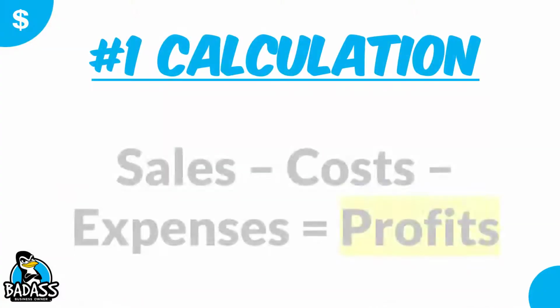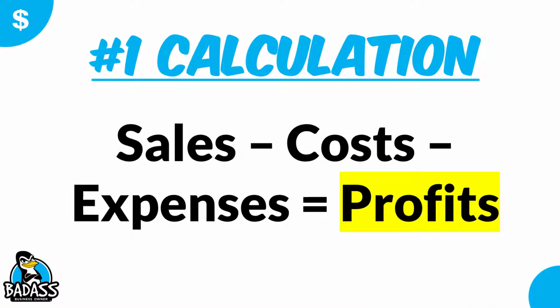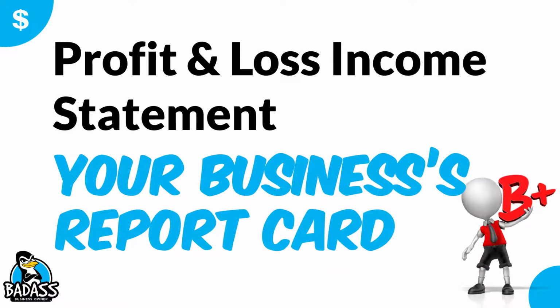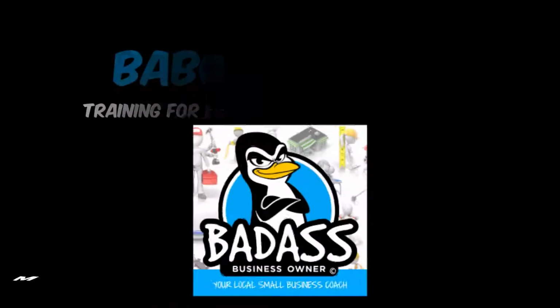Today we are going to go over a profit and loss statement, and we're going to make it nice and simple for you. It all starts with the number one calculation that I say every business owner needs to understand and know, and that is sales minus cost of goods minus expenses equals profits. Once again, sales minus costs minus expenses equals profits. If you've seen any of the other videos or listened to the podcast, you know I preach this. Now you're going to see why, because it is tied to your profit and loss statement, which is your business's report card. So hang in there. We're going to take a few minutes and I'm going to show you how to make it nice and simple.